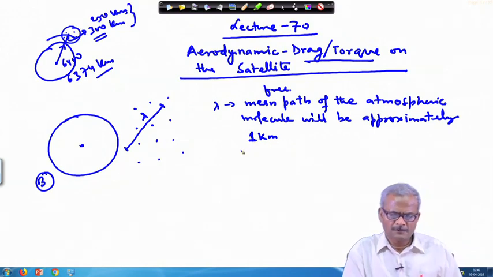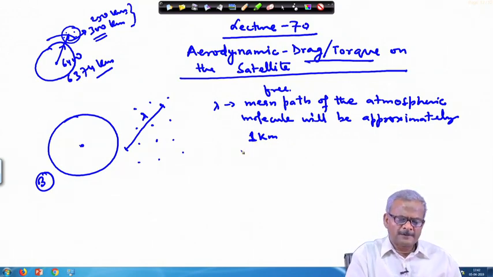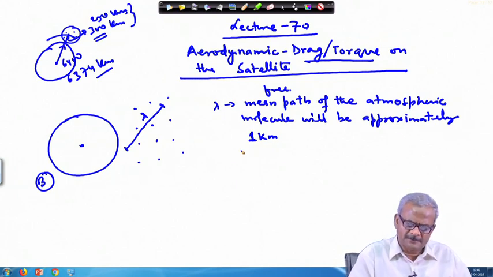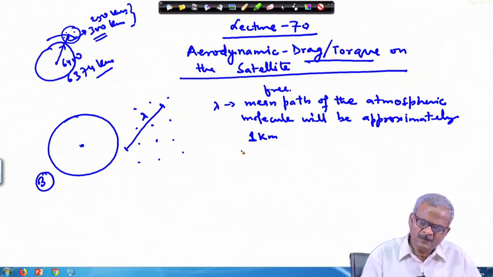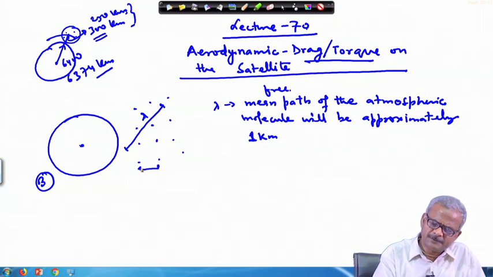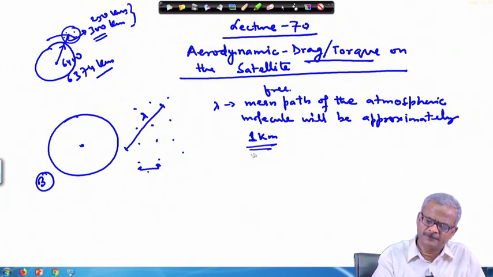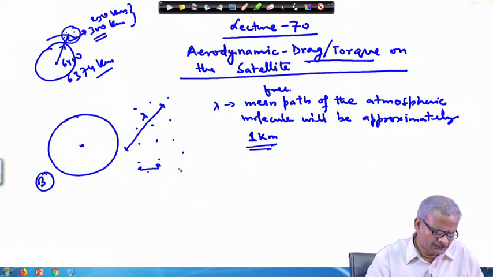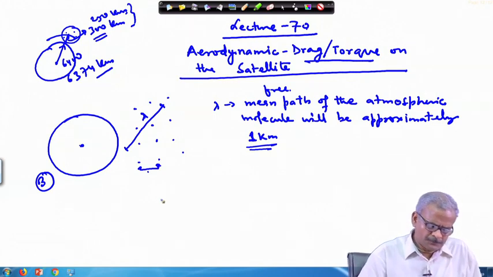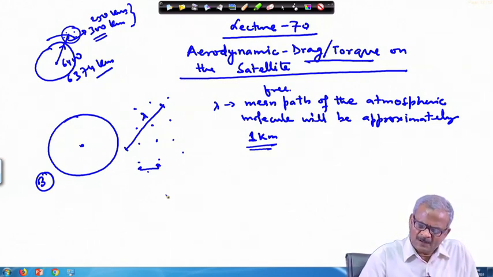So, as you go to higher altitude, this distance will keep on increasing. Okay. Distance between these molecules may be small, an order of magnitude small as compared to this 1 kilometer, but the mean free path before one molecule collides with another molecule will be quite large. So, this drag basically arises because of two factors.